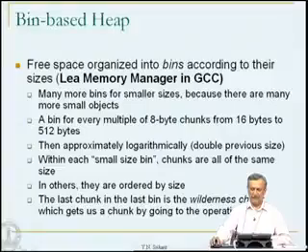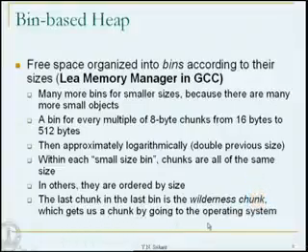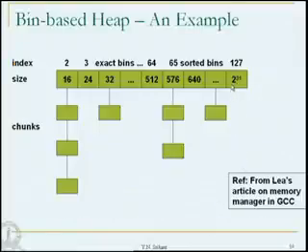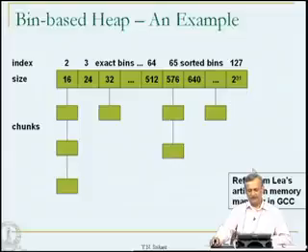The last chunk in the last bin is called the wilderness chunk, which gets us a chunk by going to the operating system. What does that mean? For example, here there may be many chunks, right. Suppose the memory manager wants something which is much bigger than what is available even in the last bin. Then the last chunk or node of this particular linked list is called the wilderness chunk. That is not really a chunk, it is actually going to be some kind of a sentinel, and when we reach it the memory manager makes a call to the operating system saying that we do not have any more memory, so please give us more memory. Then more memory is returned to the memory manager and the operation continues from that point onwards. That is why it is called a wilderness chunk.